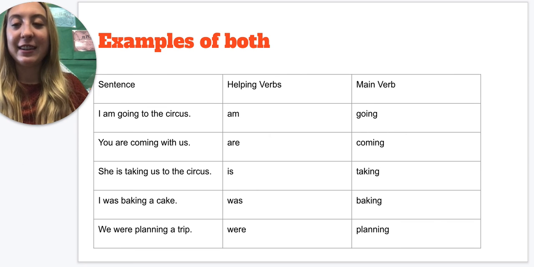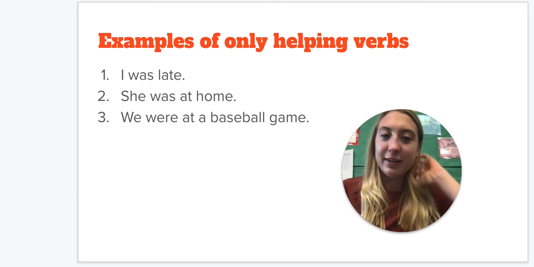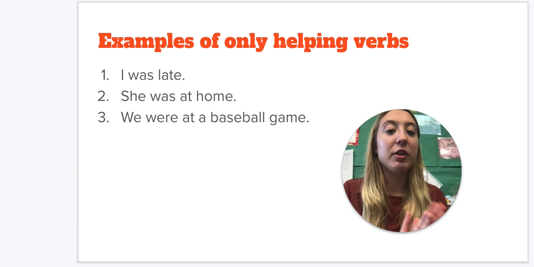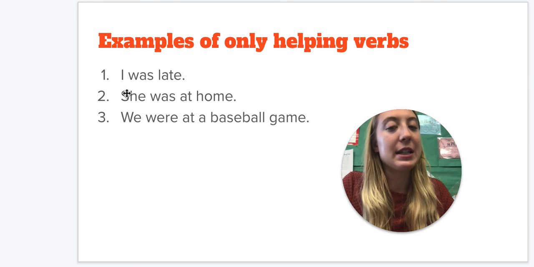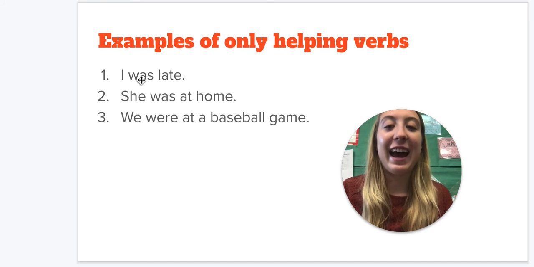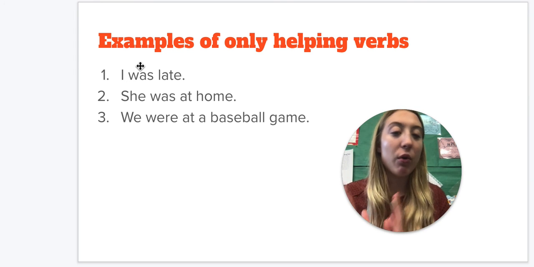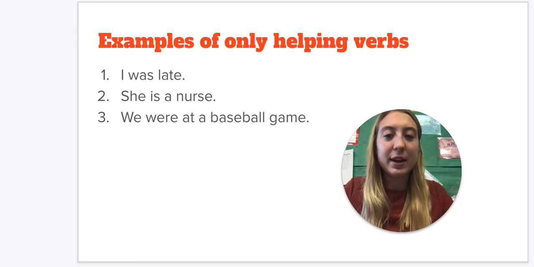All right, before we end our lesson, we're just going to go over some examples of only helping verbs as a verb in the sentence. So, I was late. Who is it about? The subject is I. What are we doing? I was late. So was is going to be our helping verb and our main verb because it's the only one in the sentence.